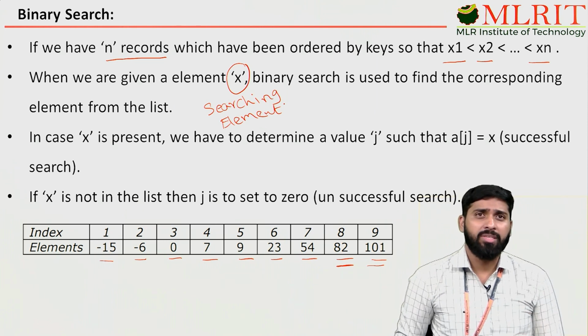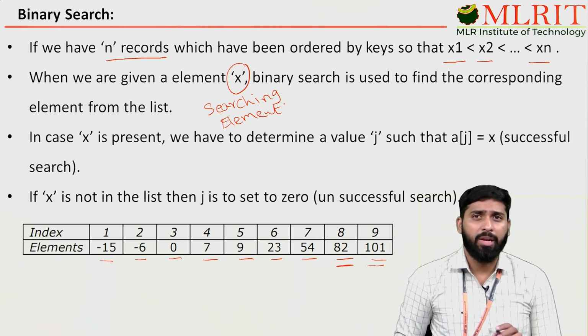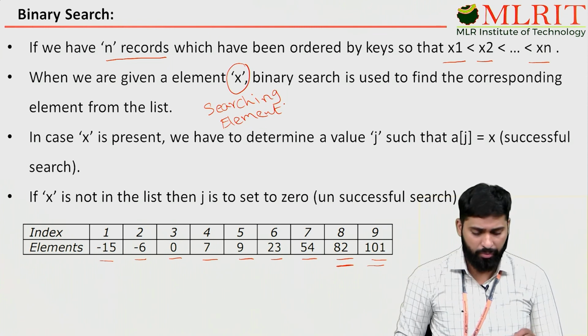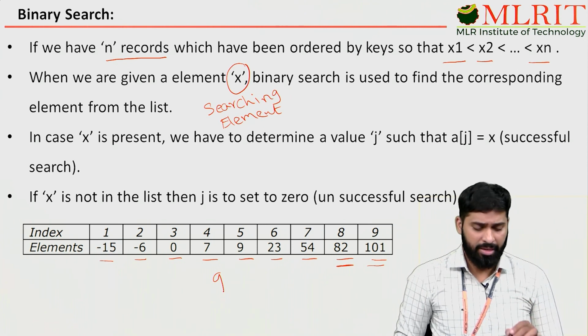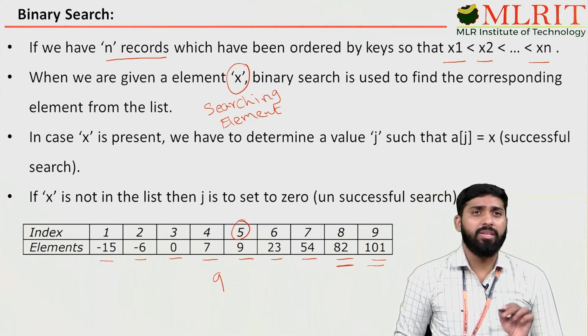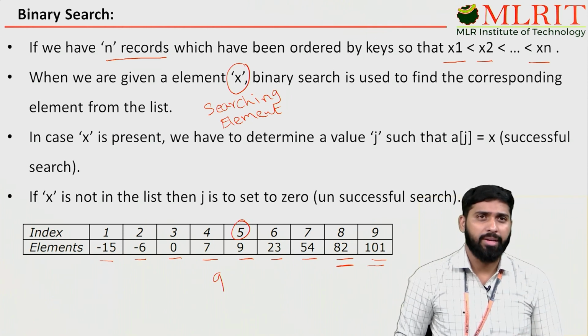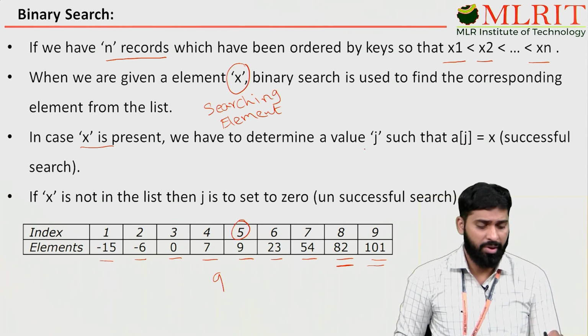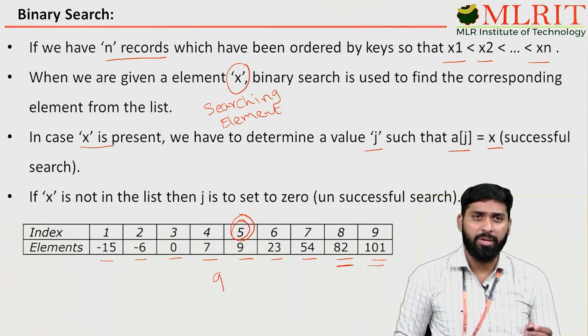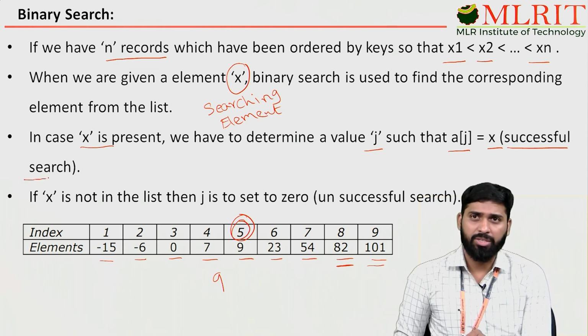Now binary search is used to find the corresponding element from the list. That means if I give x equals 9, it returns that 9 is at the 5th position in the array. In this case we have to determine a value j. The 9 is at location 5, so it returns 5. That means a of 5 equals x. The searching element is 9 and a of 5 is 9, so it is a successful search.